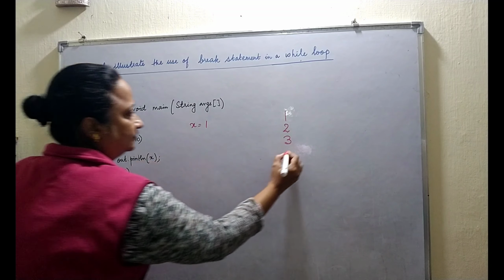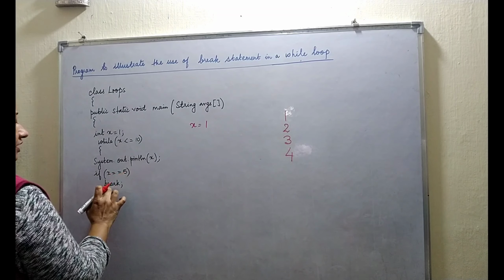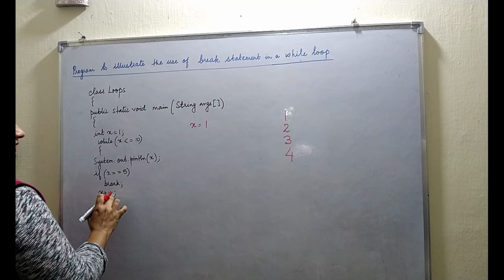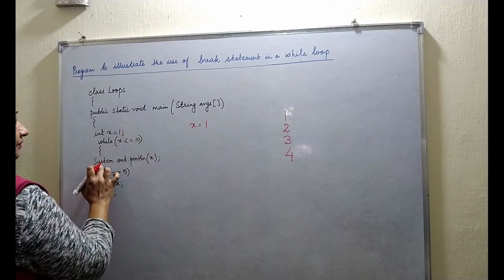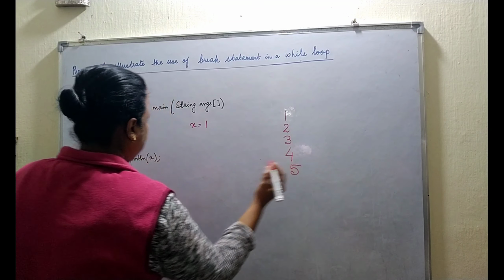System.out.println x. We print 4. 4 is not equal to 5, so break is not encountered. x plus plus, the value of x will be 5. 5 is less than or equal to 10, true. System.out.println x, so 5 is printed.